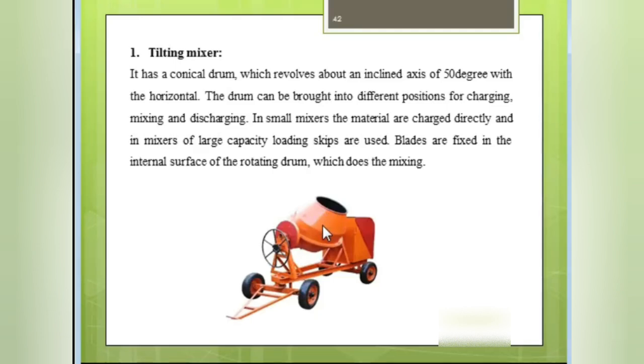And after mixing for the required time, we can remove the concrete by slightly tilting that cylinder. At the time of rotating, the cylinder will tilt, so that the internal concrete will be removed. That is nothing but the tilting mixer.